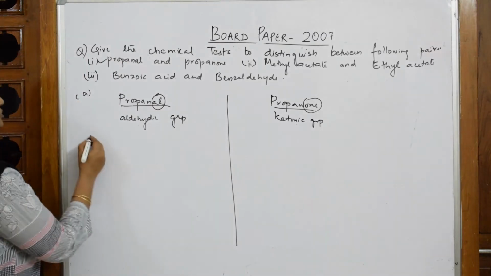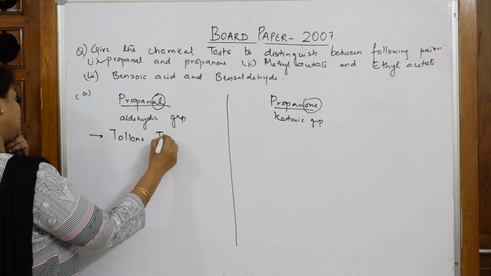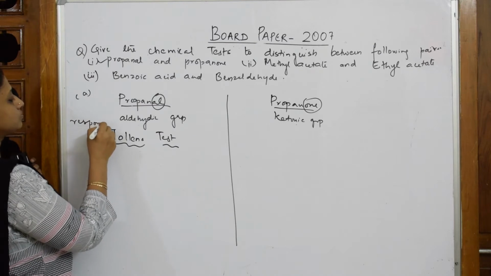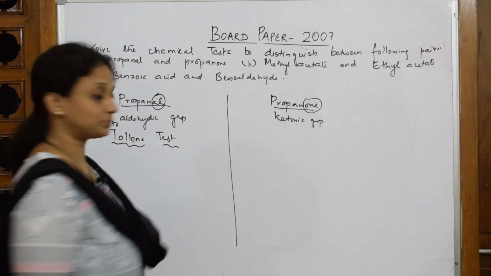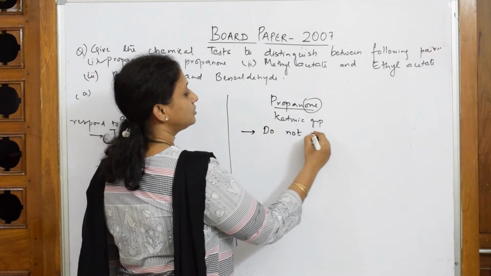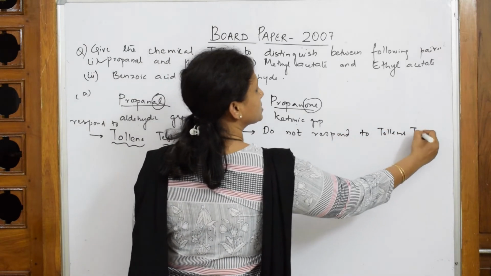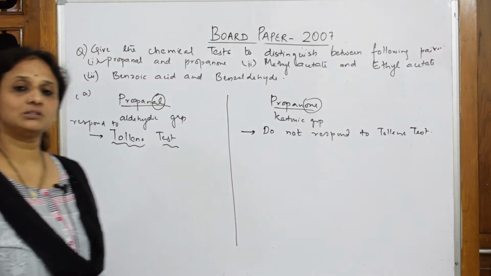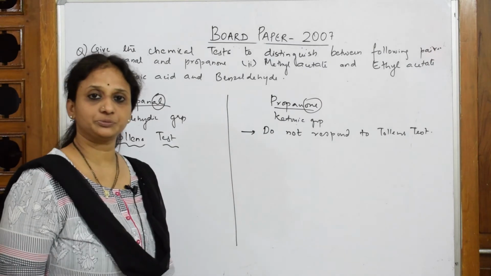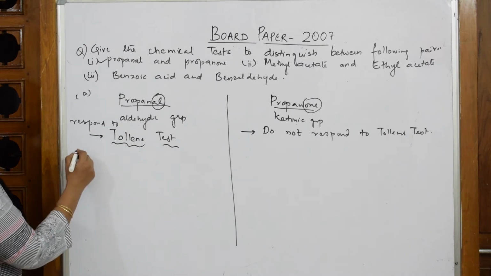What do we know? Aldehydes always respond to which test? Whenever they say chemical test, try to write the chemical test. Aldehydes respond to Tollens test, but ketones do not respond to Tollens test. It is the same differentiation you have been repeating in all the topics. Aldehydes respond to Tollens and Fehling's test. Ketones do not respond. They respond to haloform test, or iodoform test. Now, here you're going to write the reaction.